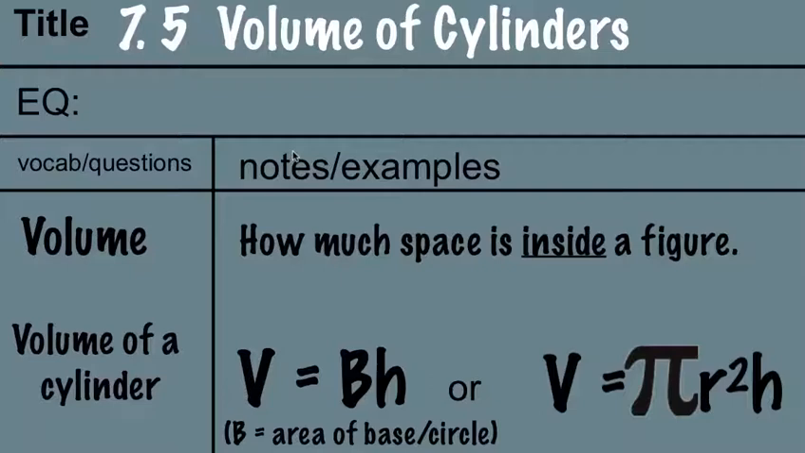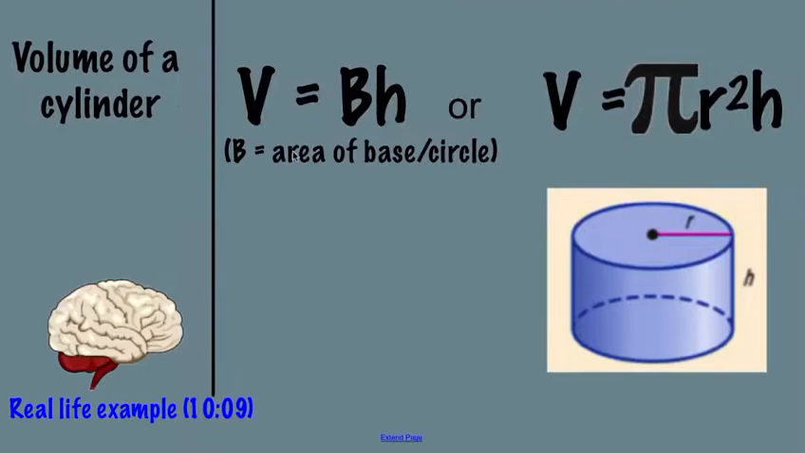Volume of cylinders, 7.5. Volume of cylinders. In order to find the volume, you need to find the area of the base. In the cylinder, the base is a circle, and then multiply that times the height. So this is the generic formula for volume of any single shape that you ever want to find. It changes and it differs depending on what the base is.